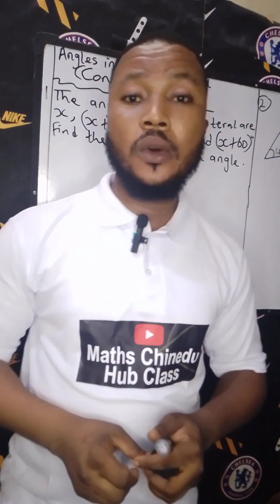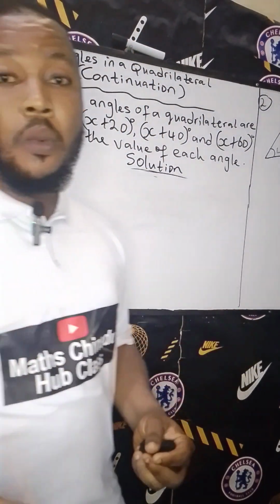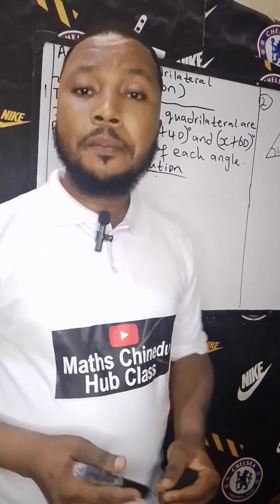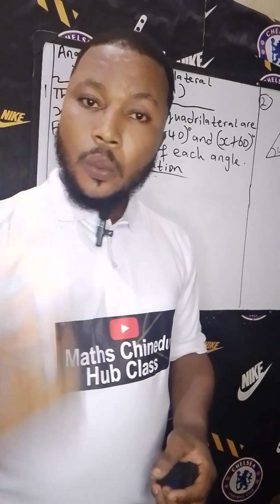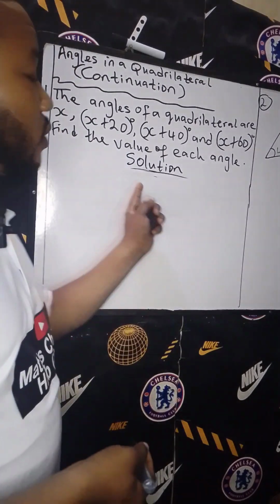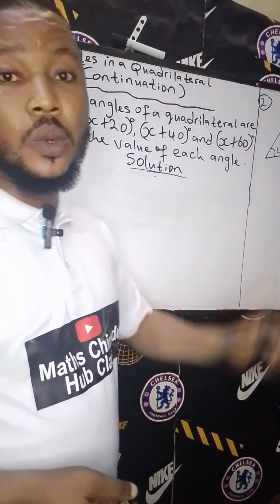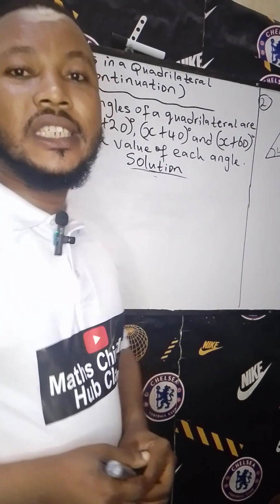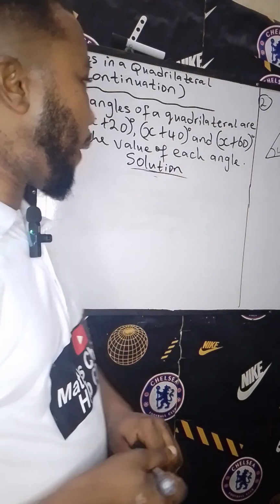Just like a triangle has 3 sides, a quadrilateral has 4 sides. We have a pentagon, which is 5 sides, a hexagon with 6 sides, heptagon, octagon, and so on. So we can always use this formula, (n minus 2) times 180, to get the sum of the interior angles of any polygon. Okay, good.